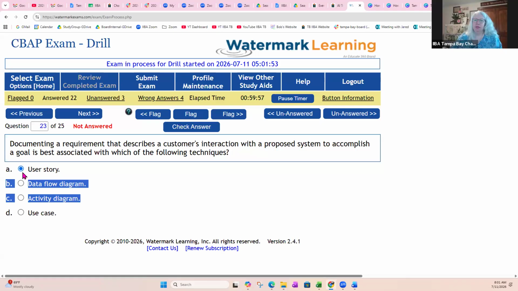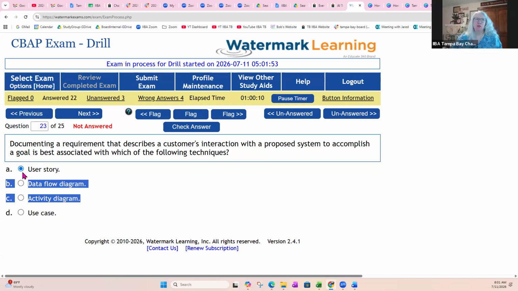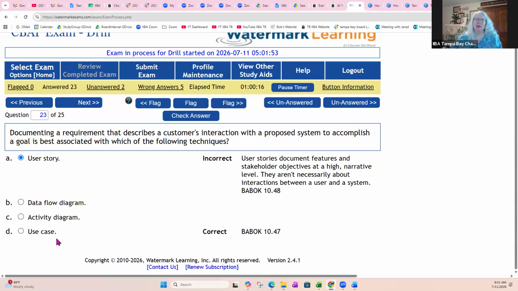Okay. Do you agree, Chetna and Namarachi? I'm going with use case. Okay, I've got 2 votes for user story and 1 vote for use case. Let's test it. So a user story, according to the BABOK, documents features and stakeholder objectives at a high narrative level. They're not necessarily about interactions between the user and a system. The customer's interaction with a proposed system to accomplish a goal is the definition of use case.